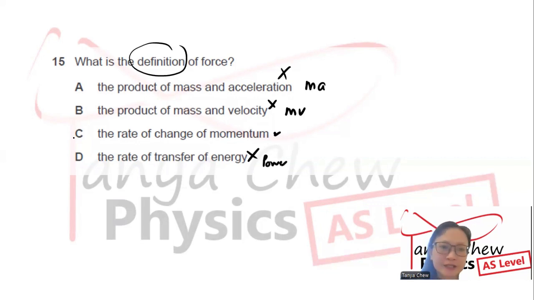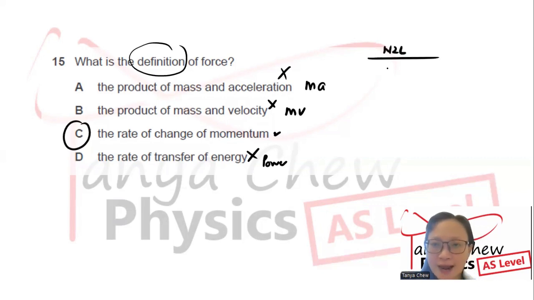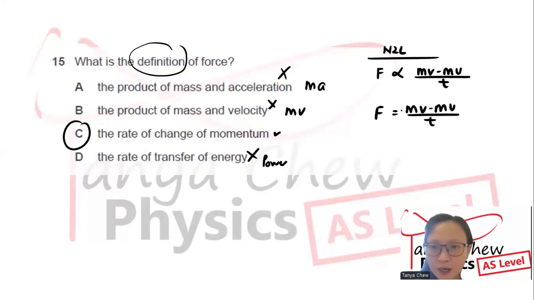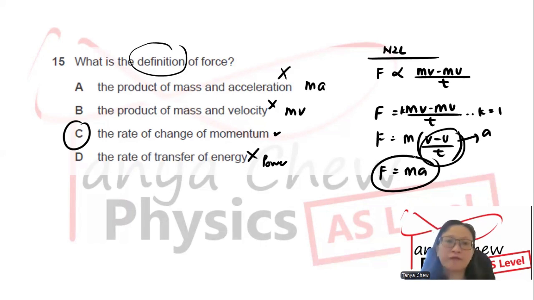So why is C the answer? First of all, recall Newton's second law. Newton's second law states that the resultant force is directly proportional to the rate of change of momentum. So F is equal to mv minus mu over t, with the constant k value 1. F is equal to, factorizing out the m, m times v minus u over t, and v minus u over t is the definition of acceleration. So F equals ma. F equals ma is actually a modification from Newton's second law, or from the definition of force, to simplify our calculation. So for the definition of force, C is the answer.